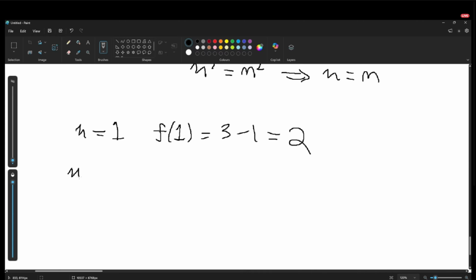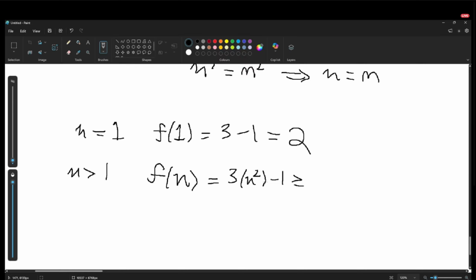But if n is greater than 1, then f of n has to be greater than 2, right? Because this expression is equal to 3n squared minus 1, and you know that n is always more than or equal to 2. So therefore, this whole thing is more than or equal to whatever this thing is at 2.